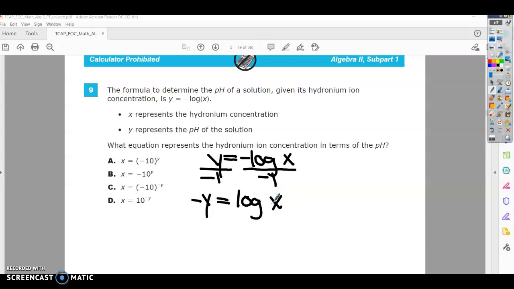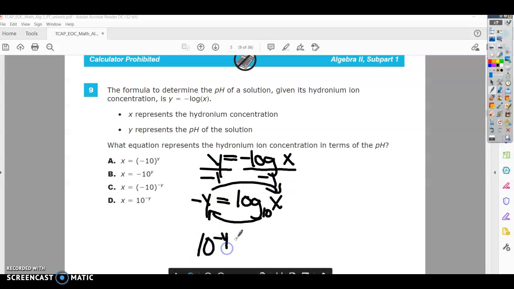All right, when you don't have a base, it is assumed to be base 10. So to rewrite this, we're going to do base to this power equals this. So we're going to have 10 to the negative y equals x. So you can see that this one is answer D.